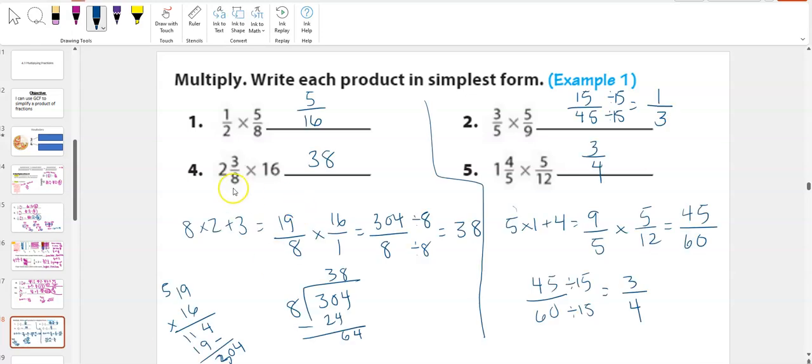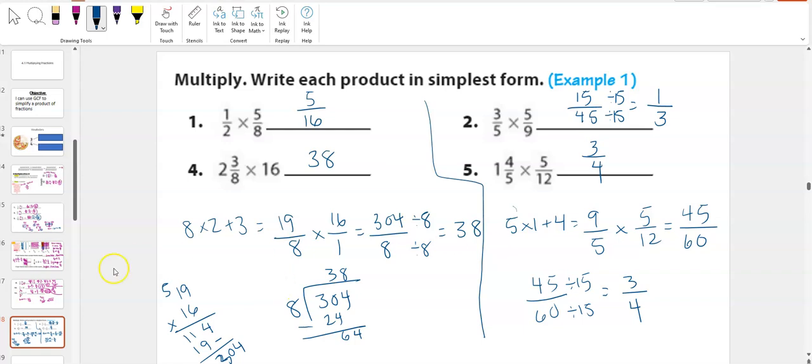And here we go. So our first one's easy. It's 5/16, and we don't have any reducing to do. Number 2 ends up being 1/3 once we reduce by 15. Number 4, we get 19/8 times 16 over 1, and you end up getting 38 even. And then number 5, you get 9/5 times 5/12, and you get 3/4 even.